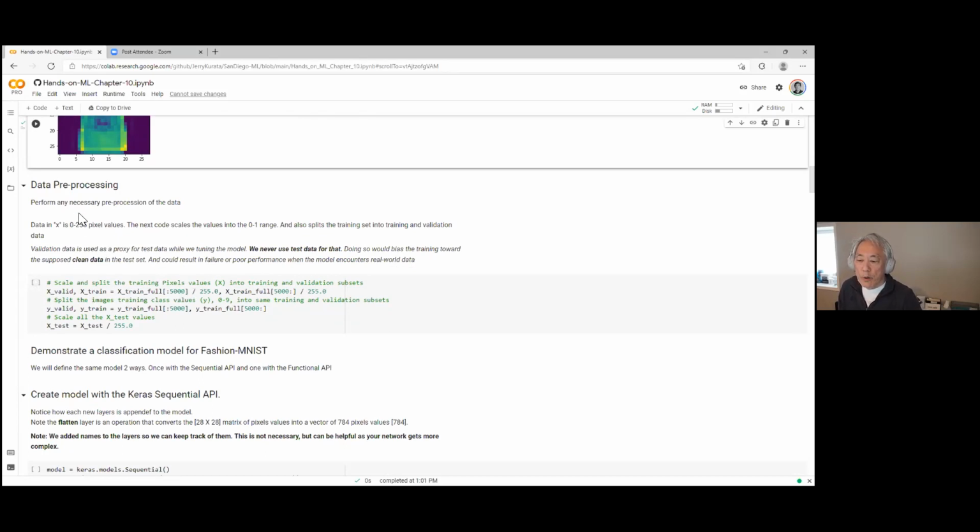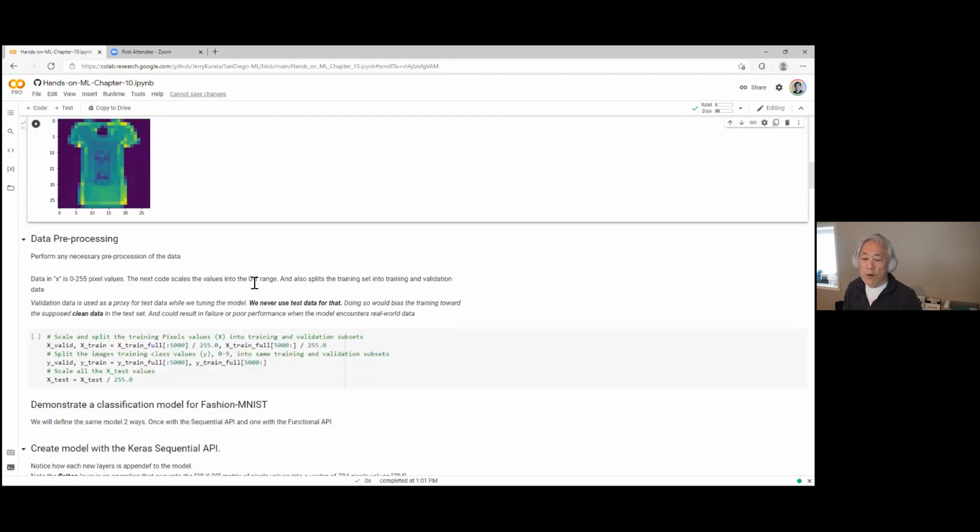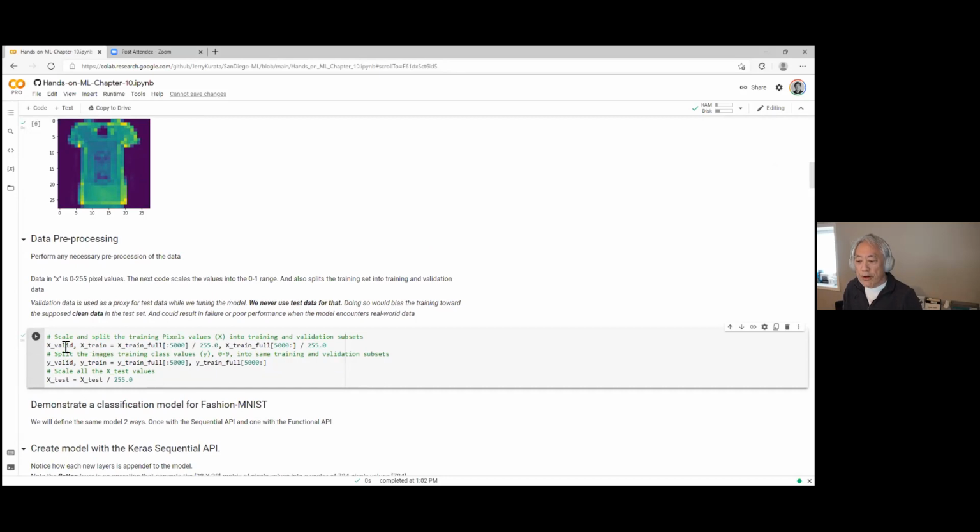First thing we're going to do is these pixel values, these are 8-bit pixel values, so they have values from 0 to 255. We like our data to go in a 0 to 1 range, so we're just going to scale it here. Oh, and the other thing we did is we're putting the first 5,000 of those into the validation subset, and the remaining, from 5,001 to the end, like 60,000, into the training set. So we did that for both the X values, in other words our data, and our labels.